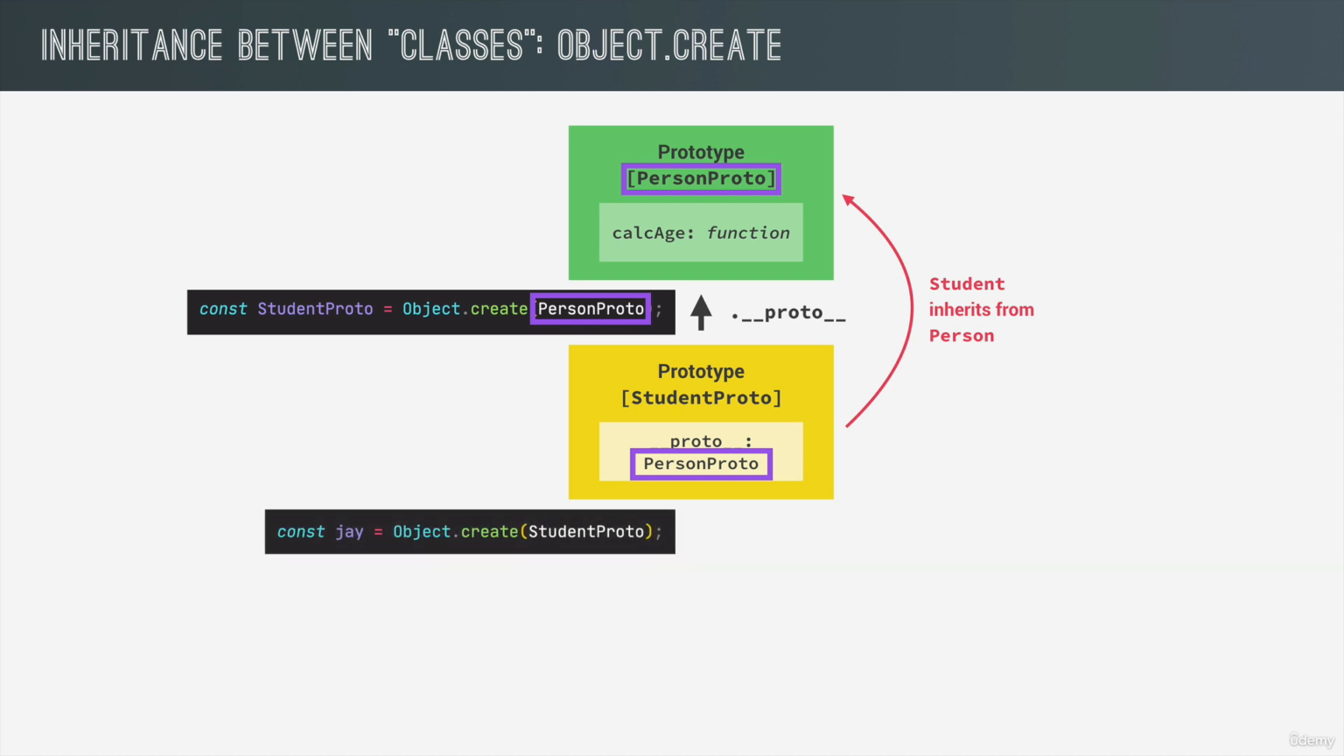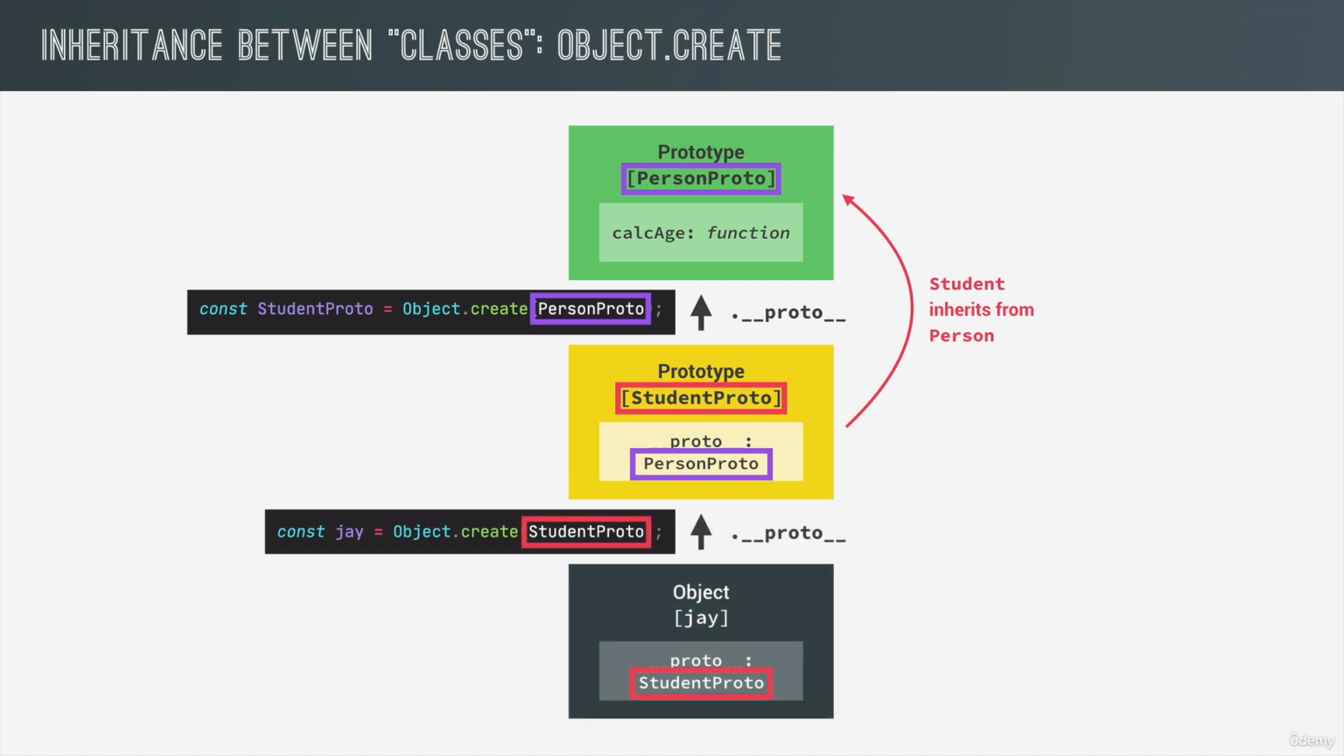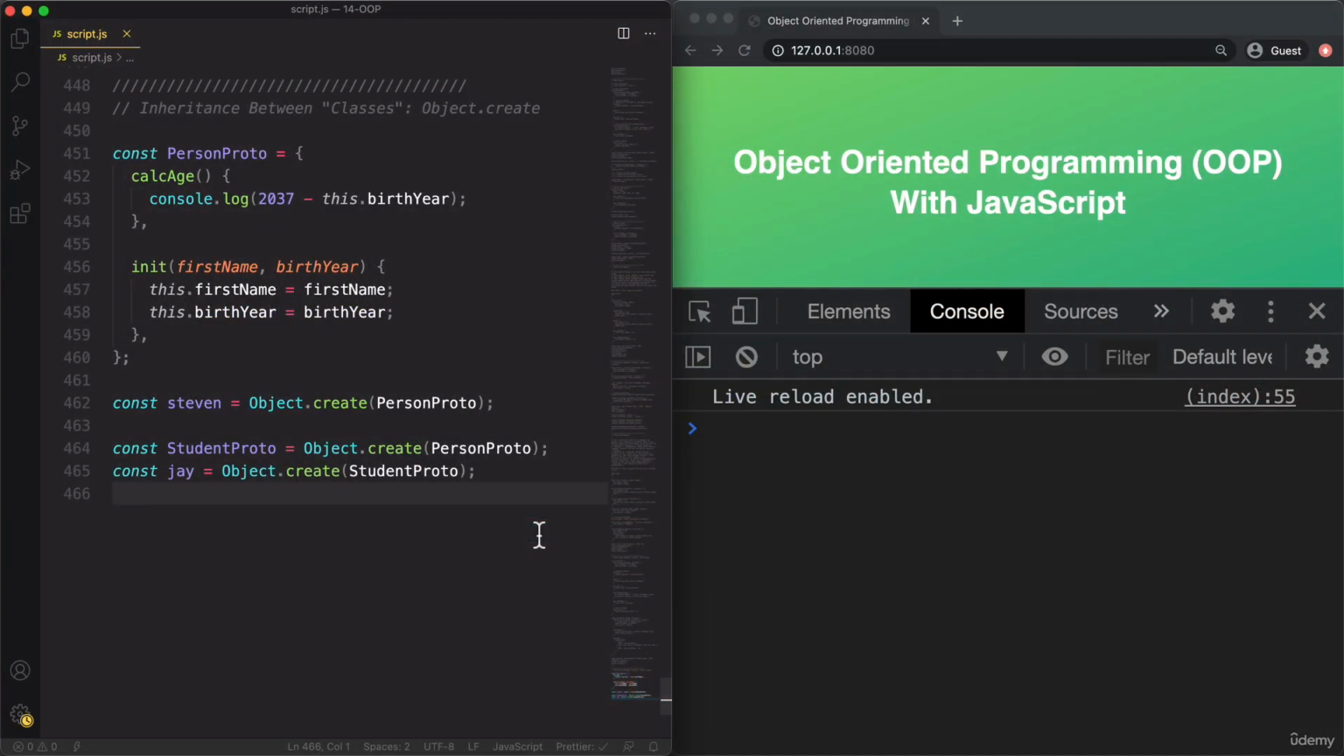Now to finish, all we need to do is to use Object.create again, but this time to create a new actual student object. And of course, we make this student, so Jay in this course, inherit from StudentProto, which is now Jay's prototype. And like this, we created a nice and simple prototype chain. So Jay inherits from StudentProto, which in turn inherits from PersonProto. And therefore, the Jay object will be able to use all the methods that are contained in StudentProto and PersonProto.